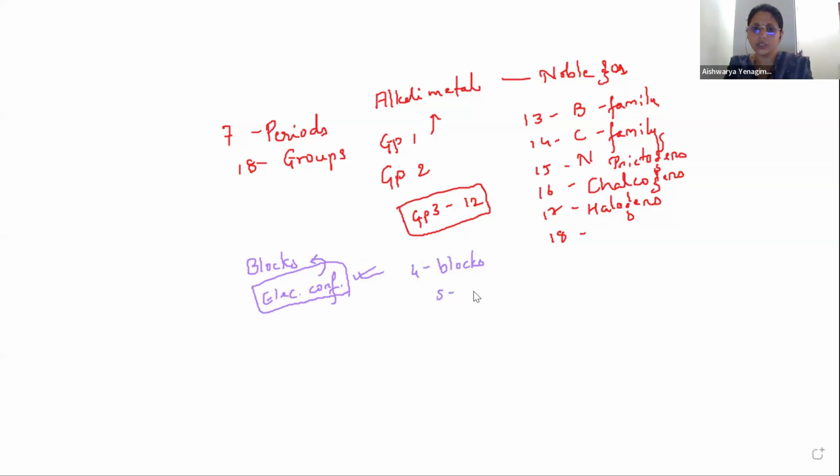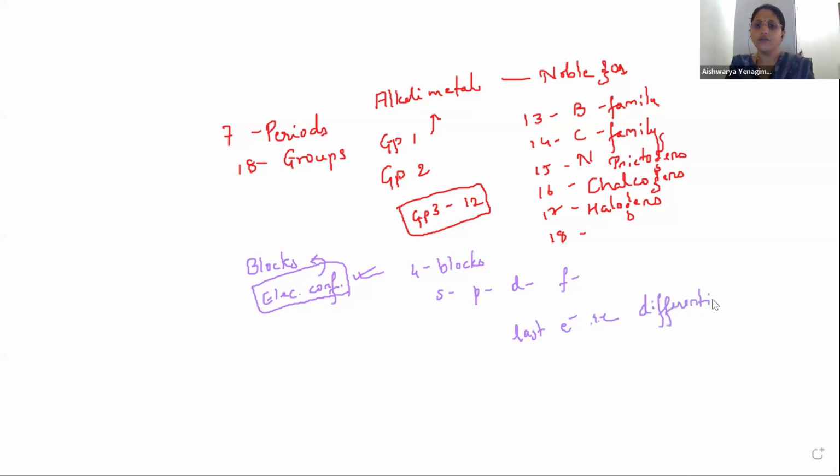Which are the 4 blocks? It is S block, then P block, then D block, and then F block. So these are the 4 blocks of elements. So how are these elements classified into different blocks? Which elements come in S block, which in P block, which in D block, and which in F block? We have a certain explanation for that: depending on the type of atomic orbital which the last electron enters. The last electron we also call the differentiating electron.